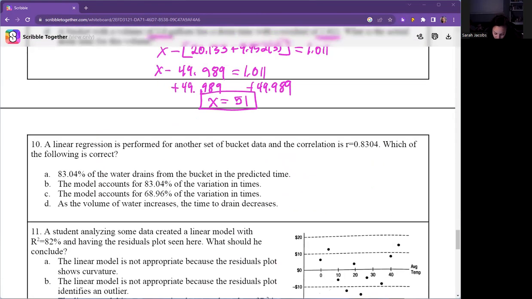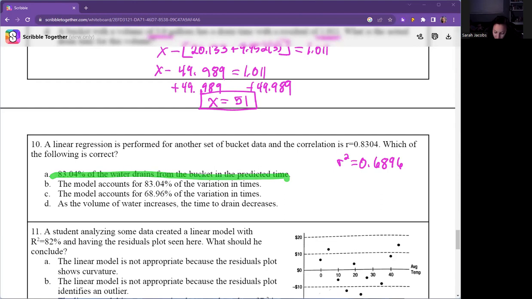Okay. A linear regression is performed for another set of bucket data, and the correlation is 0.8304. Which of the following is correct? All right. If you are given a correlation, go ahead and square it. It'll take you almost no time. And then you'll have the value for if you actually want to talk about R squared. So R squared here is 0.6896.